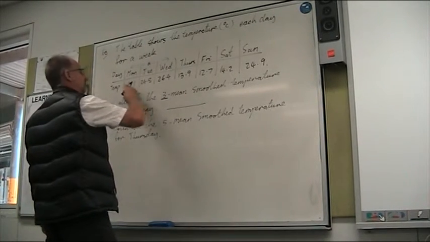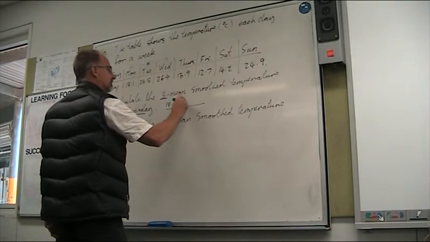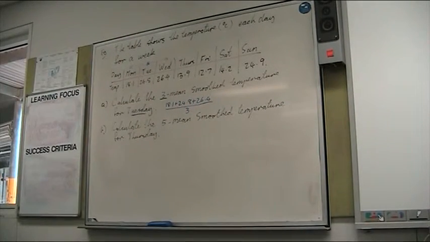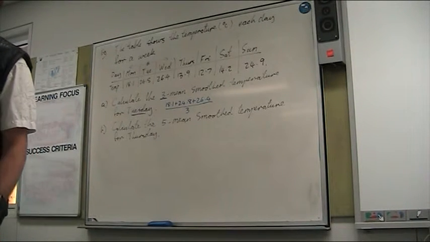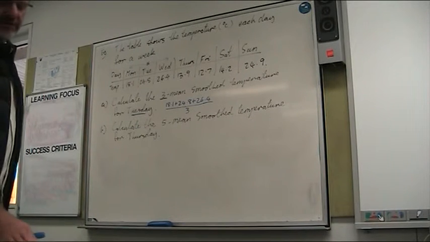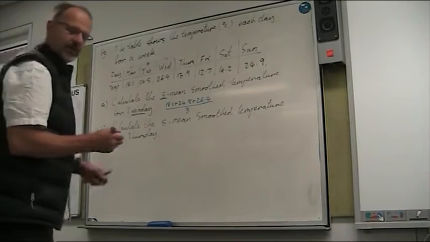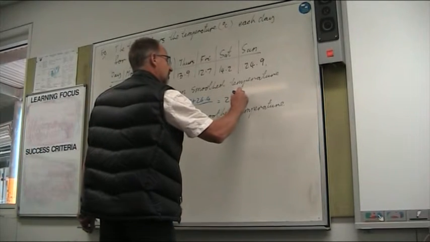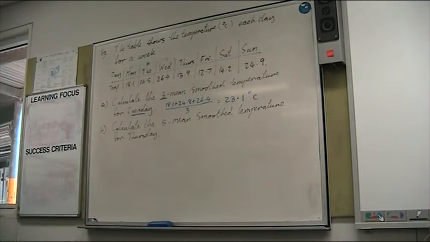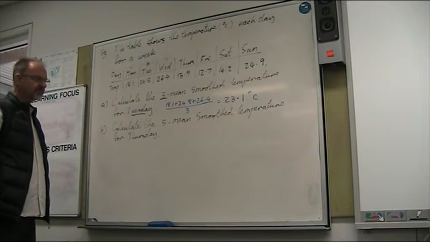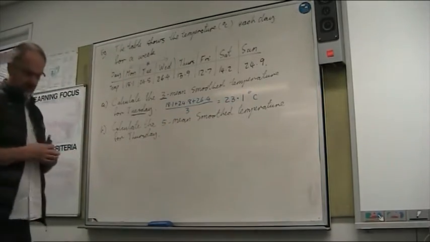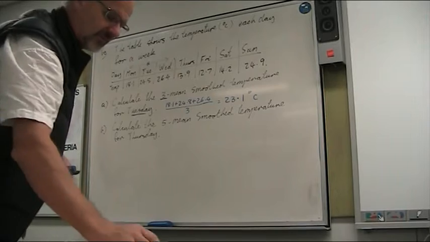So in this case, we take Monday's, Tuesday's and Wednesday's, add them together, and because there's 3 days that we're looking at, we divide by 3. When you work that out on your calculator, you should get 23.1 degrees Celsius. That is the 3 mean smooth temperature for Tuesday. You could do that for every day, and then you could plot these smoothed values if you were asked to do that.